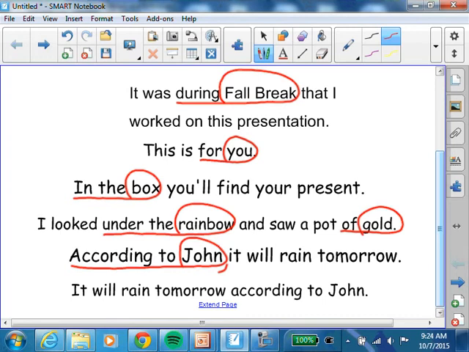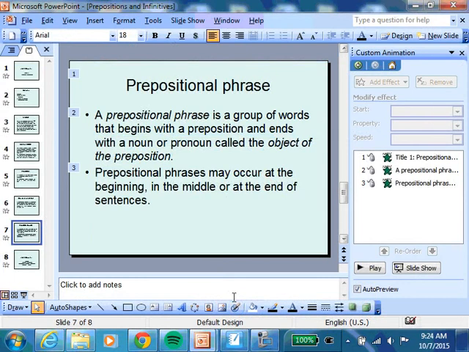Now, here's one thing I do need to tell you. It is never correct to put a comma before a prepositional phrase. That would be just plain wrong. So we need to pick up our eraser and get rid of that.